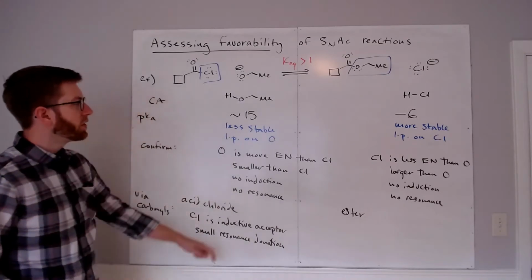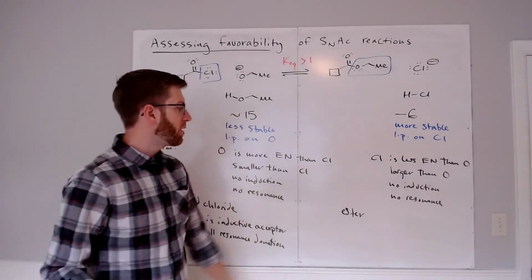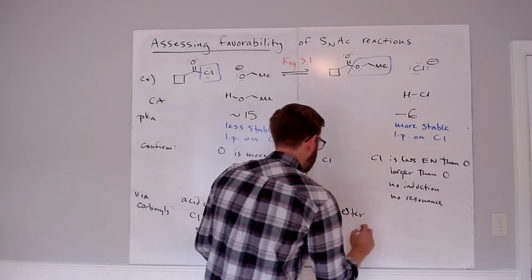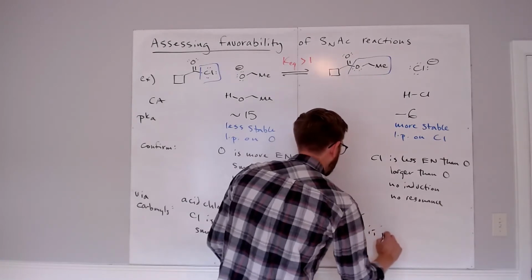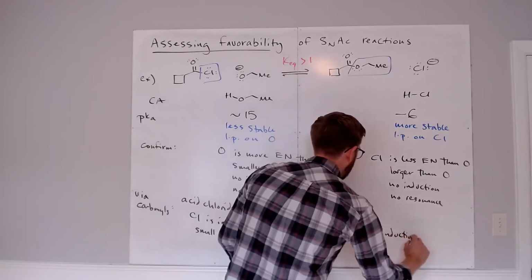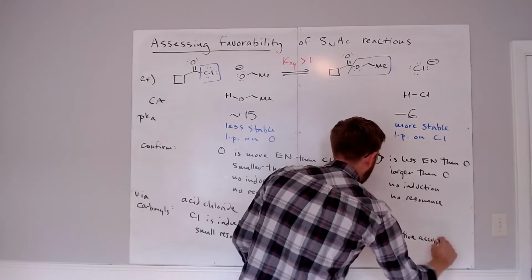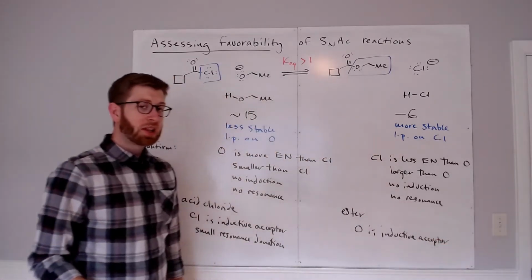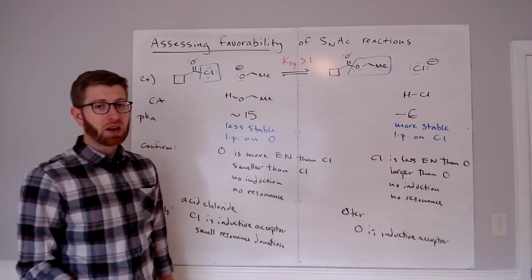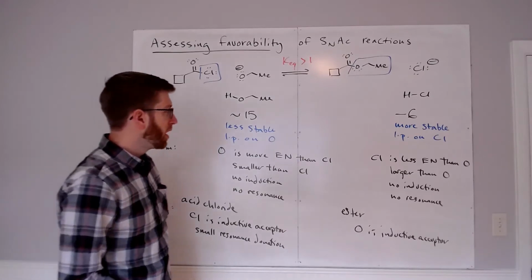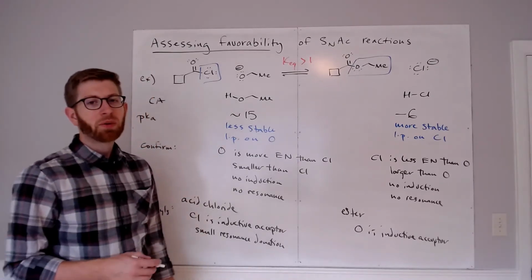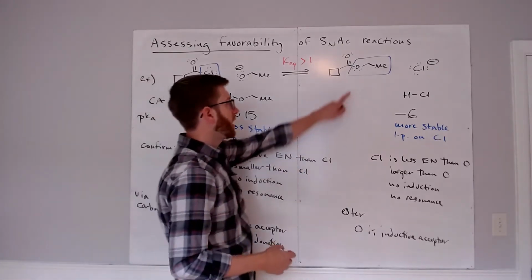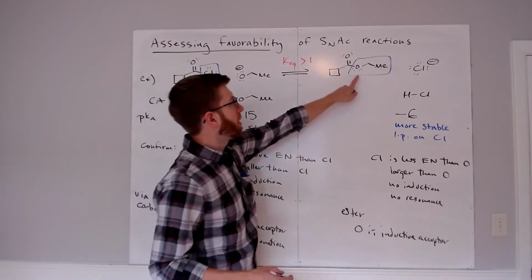Okay, and then if we do the same thing for our ester oxygen, we know that that's going to be an inductive acceptor also. Probably a slightly stronger one than the chlorine because of the oxygen's increased electronegativity. But we also know that that oxygen is a powerful resonance donor because it's a second row element that can donate into the carbonyl.